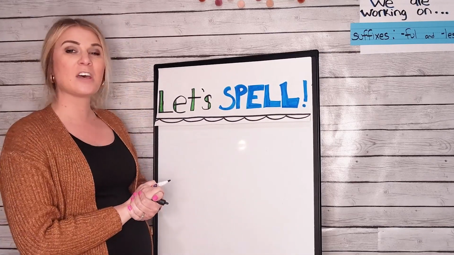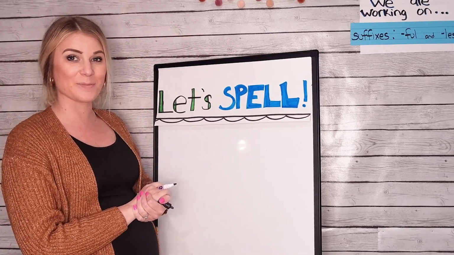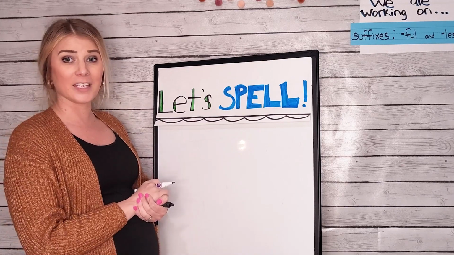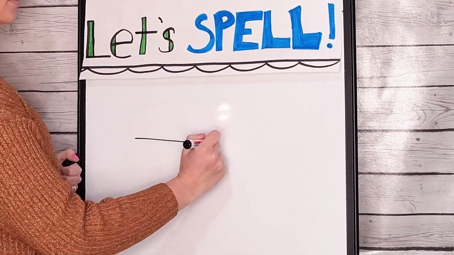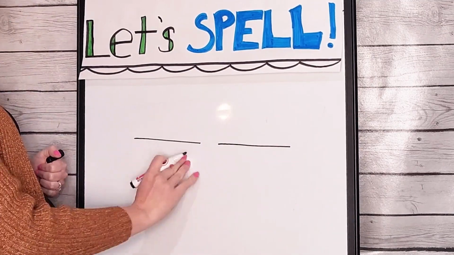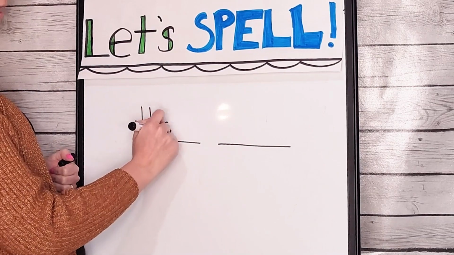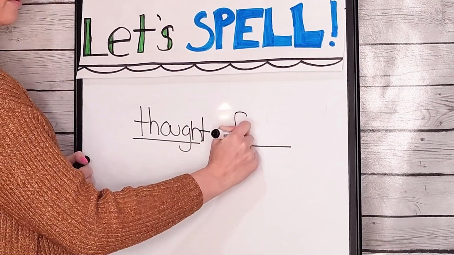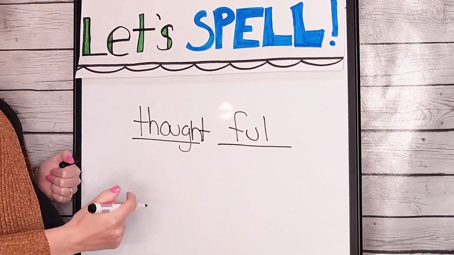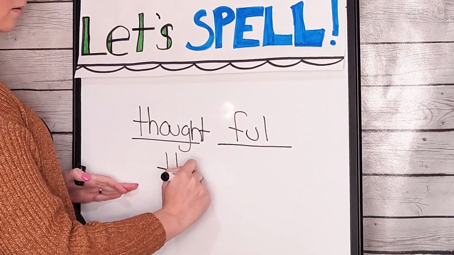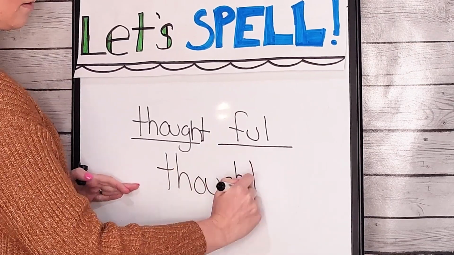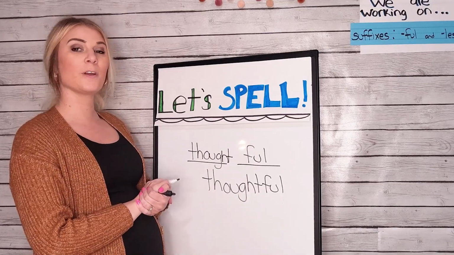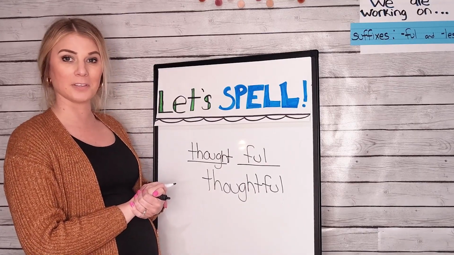Our last word is thoughtful. Can you say that word with me? Thoughtful. When I say the word thoughtful, I again hear two word parts. Thought, full. I know how to spell the word thought. And my suffix, full. When I put them together to build my word, I get the word thoughtful. It was very thoughtful of my friend to get me a birthday gift.